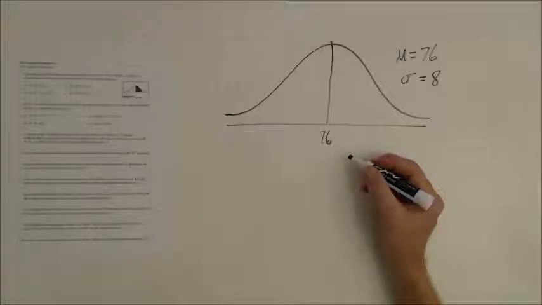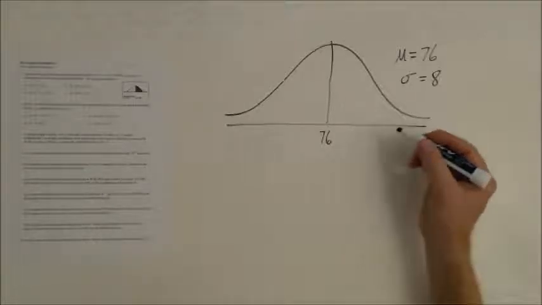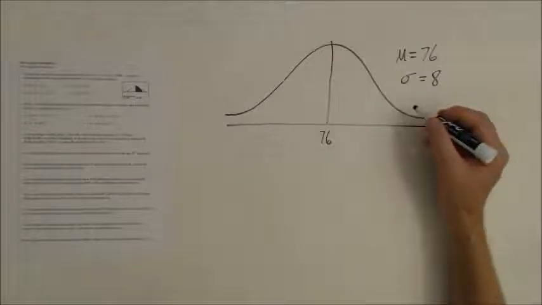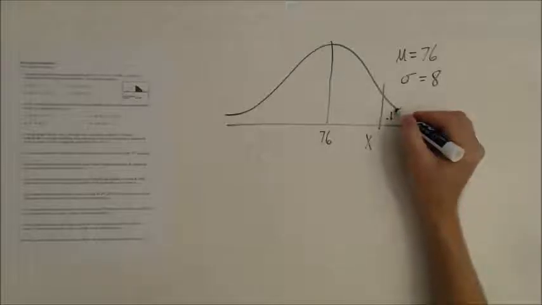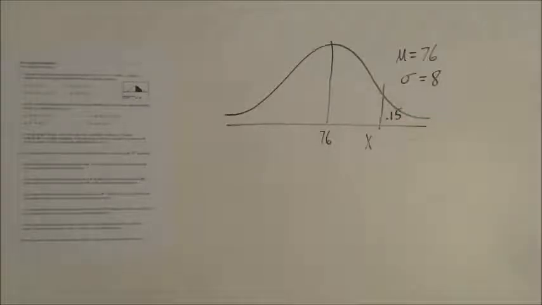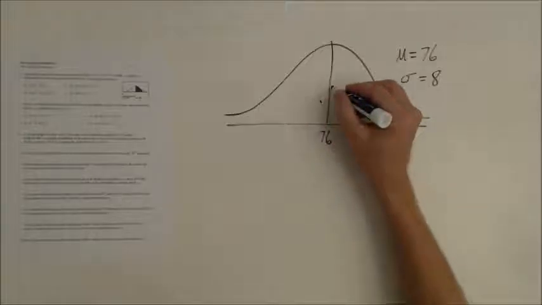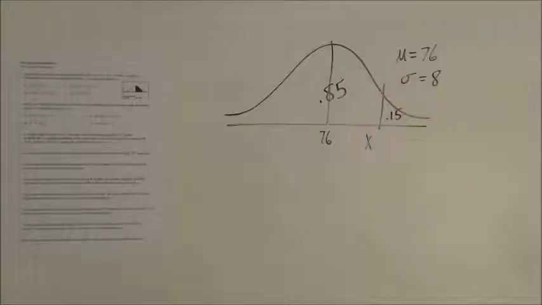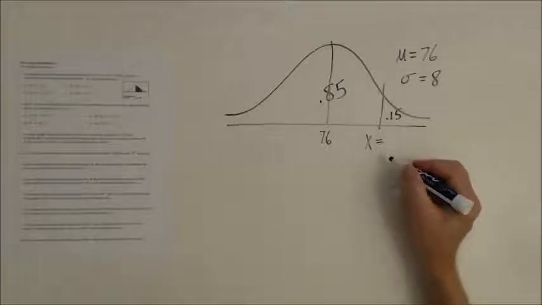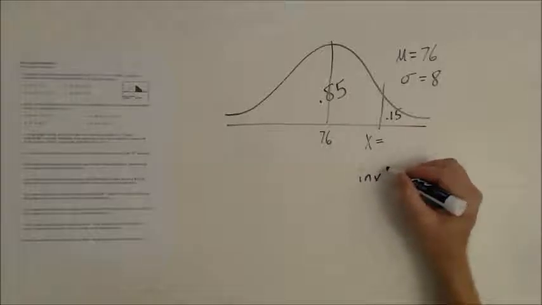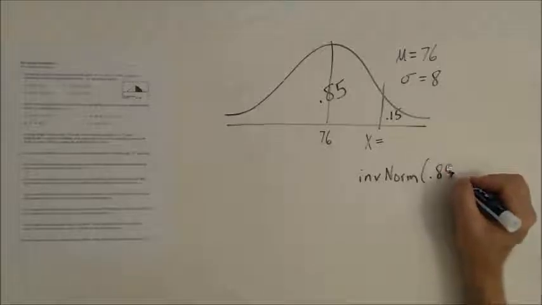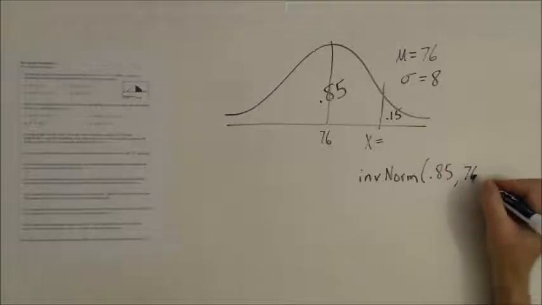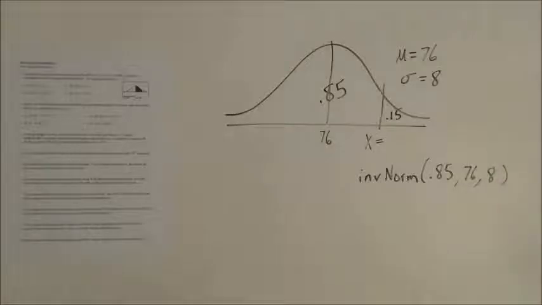In problem 5, we consider a distribution of exam scores with mean 76 and standard deviation 8. We're asked to determine the score that would determine the top 15% of the distribution. That is, we're asked to determine the score that would cut off the leftmost 85% of the distribution. Thus, to find such a value, we can use our inverse normal command, where the area to the left of x is the 85% we enter into the calculator, along with the mean and the standard deviation for this distribution.